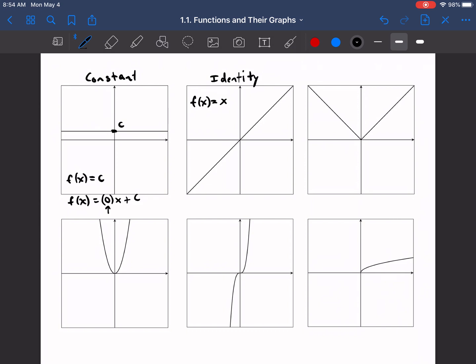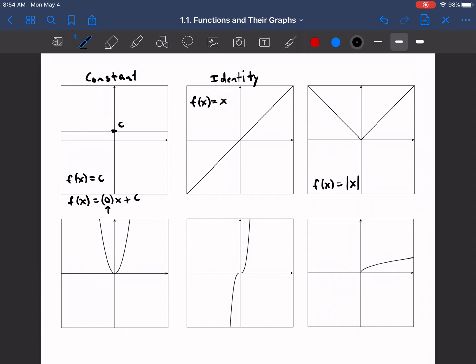This graph is the absolute value graph. F of x equals the absolute value of x. Didn't get that drawn very well. Hold on. Equals the absolute value of x. And that's this one right there, and you get that kind of V shape.